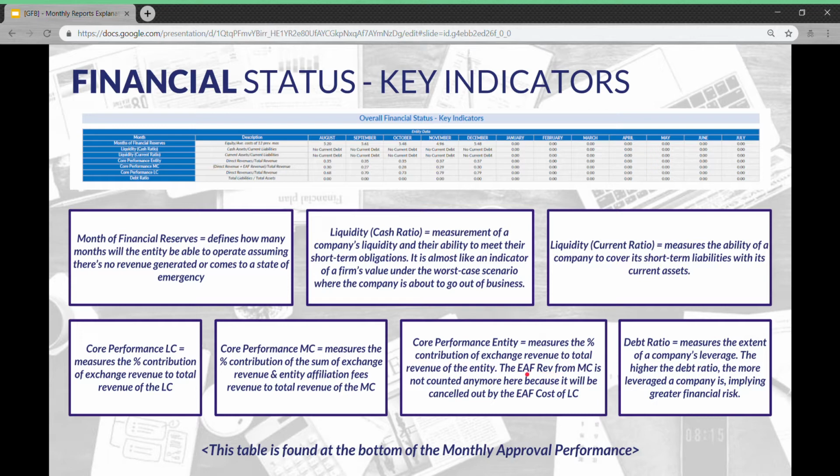Now, entity affiliation fees are revenues from MC. As you notice, core performance MC involves the EAF, but it's not counted anymore in core performance entity. The reason is that it is cancelled out by the EAF cost of LC if we compare them. Debt ratio measures the extent of a company's leverage. The higher the debt ratio, the more leveraged a company is, implying greater financial risk. This table is found at the bottom of the monthly approval performance. This is actually quite a slim section of the page, so you need to check it out there.